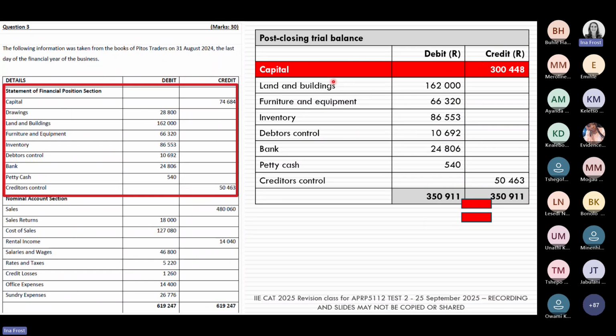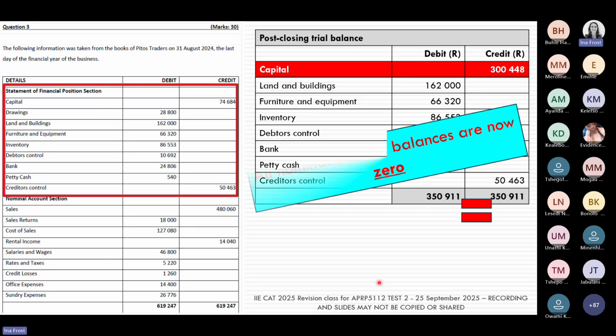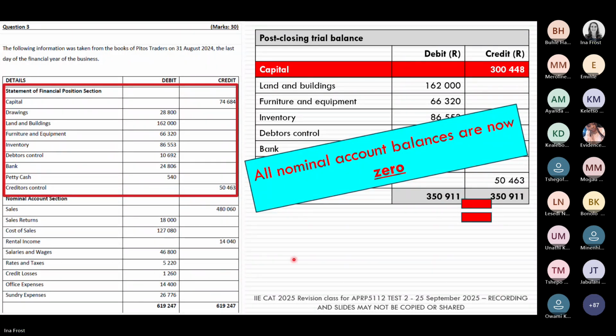For your assets and liabilities, you'll use the numbers given to you on the trial balance. And remember, at this point, all your nominal account balances are now 0. So that's why I'm not having any nominal account balances in this trial balance, because they're all 0, 0, 0, 0. And this is what we call a post-closing trial balance.